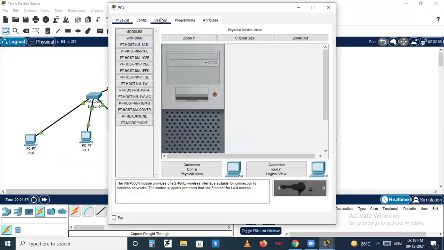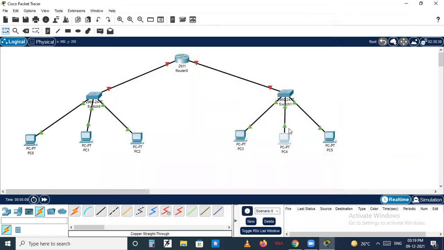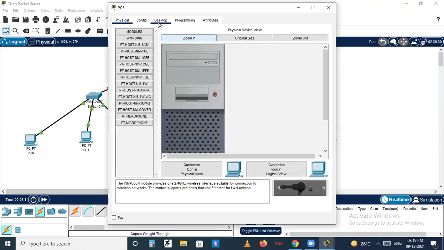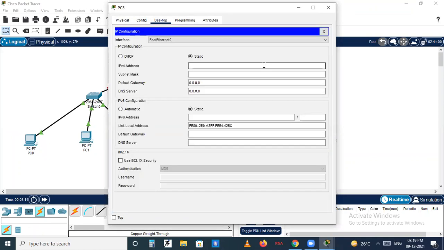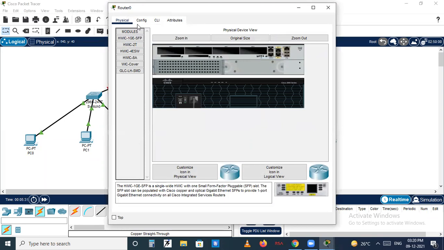Here, 192.168.1.2. One, 192.168.1.3. Now it is finished. So we have given the IP addresses to all of these. Okay. Now this port is empty. Okay.